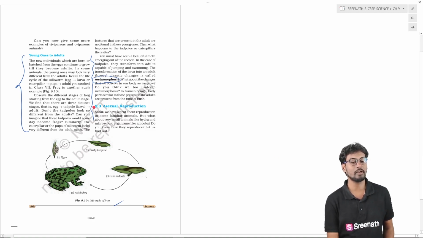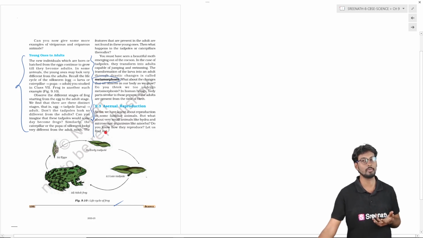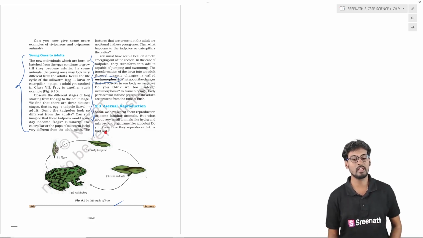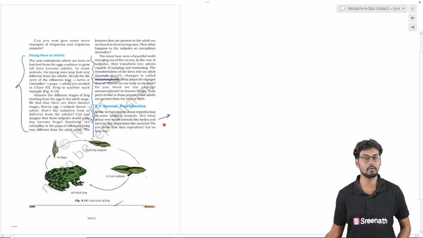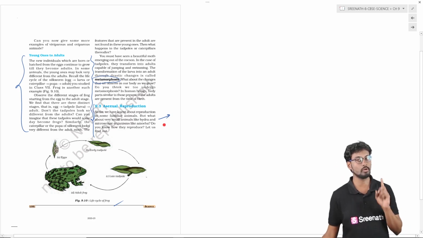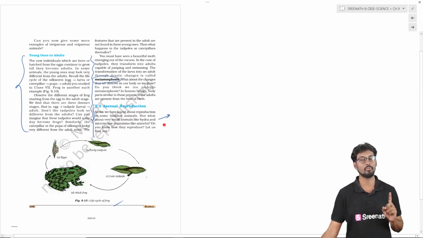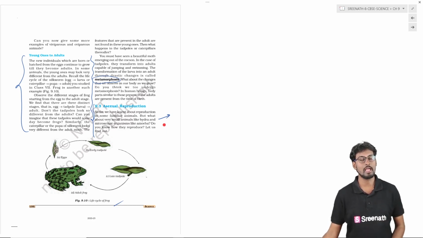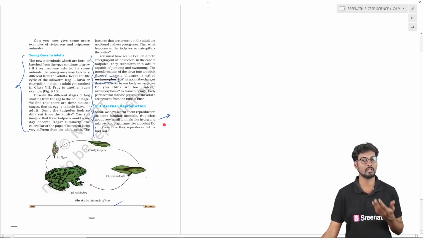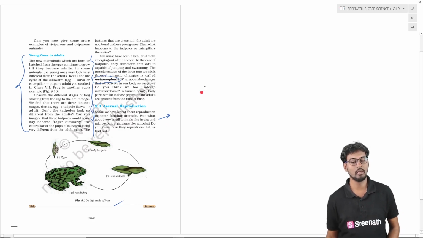And apart from sexual reproduction, there is also the description of asexual reproduction, where there is no true involvement of both parents. Only one parent will be involved. There is no formation of sex organs and sex gametes, and only a single parent is involved in generating the daughter cell. That is asexual reproduction.